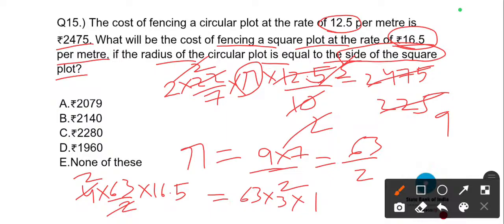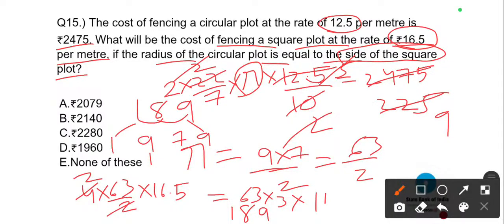33 into 63. 63 into 3 into 11 times. 3 times 9, and 3 6 times 18 into 11. So we need to find the value of 189 into 11. 189, 11 means 1 and 9 here. 9 plus 8, 17. 1 we have here. This will be 9. So we got 2079. Option A is our answer. It is not 2140. 2079 is our answer.